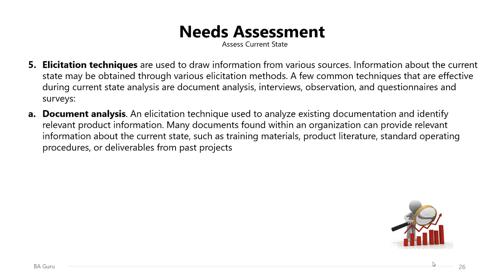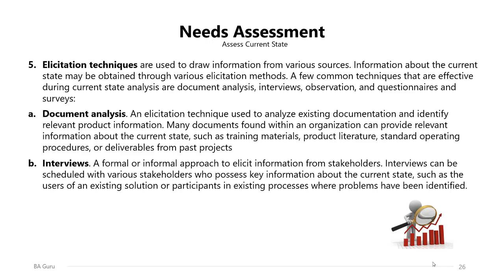Starting with document analysis, it's an elicitation technique used to analyze existing documentation and identify relevant product information. Many documents found within an organization can provide relevant information about the current state, such as training materials, product literature, standard operating procedures, and or deliverables from past projects. Any document you can look for while conducting the current state assessment might be helpful, might enhance your understanding of the current state of an organization.